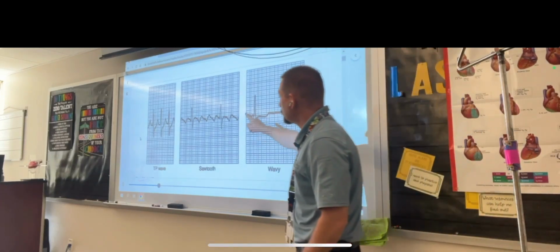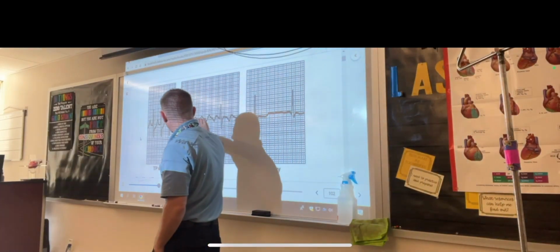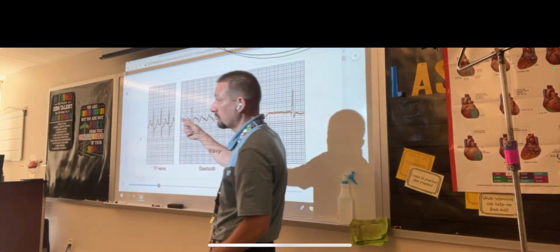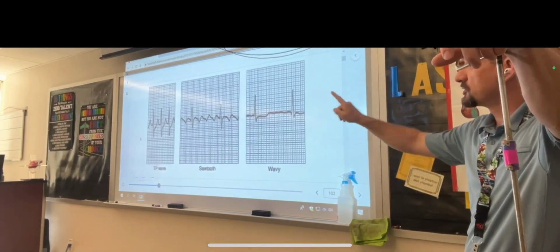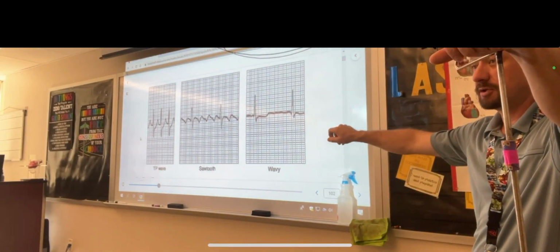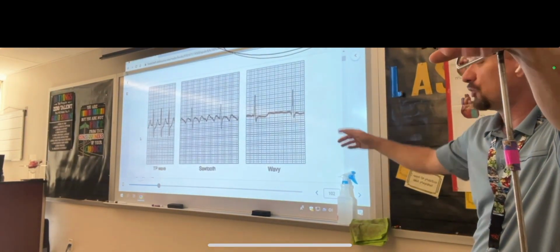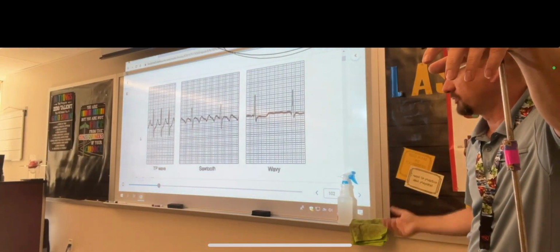Fibrillation waves. The sawtooth flutter waves are generally going to happen in a pattern. This is abnormal. It may be slightly irregular, but there's a pattern present, so it's not irregularly irregular. So the sawtooth really only represents, for our purposes, atrial flutter.